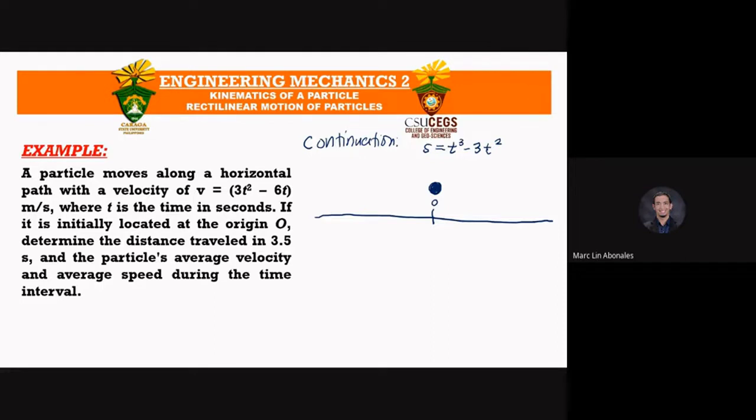So using the equation we solved earlier, which is S is equal to T cubed minus 3T squared, we can use it to describe the motion of the particle within the time interval of 3.5 seconds. This will show whether it moved left or right, or what total distance it traveled. So we will use a table for this one. I'll just draw a table here below.